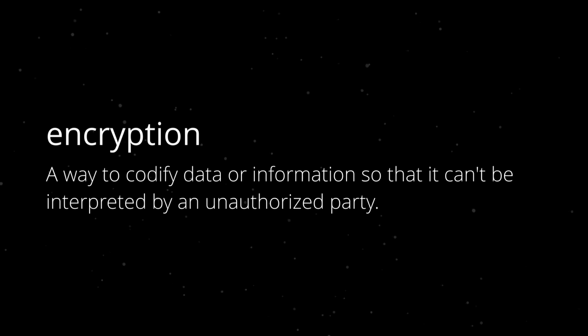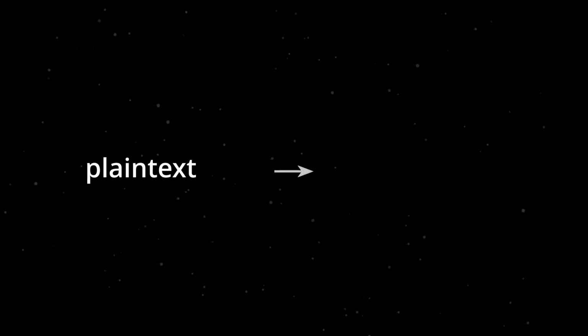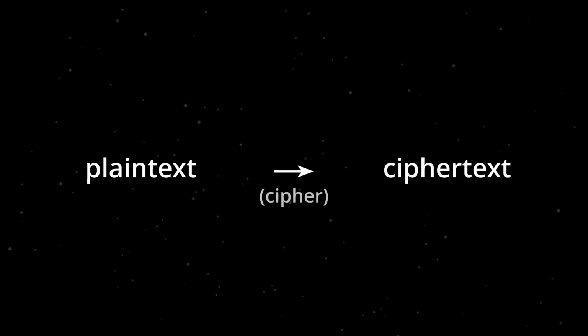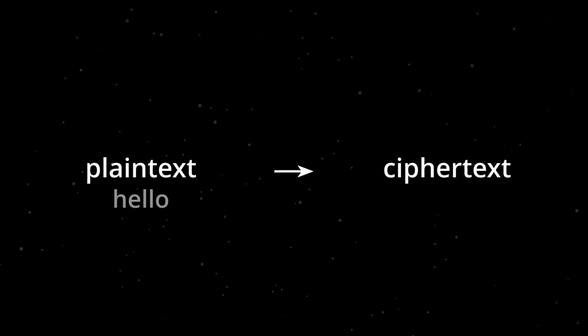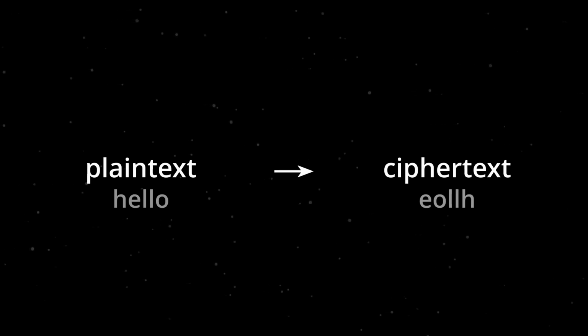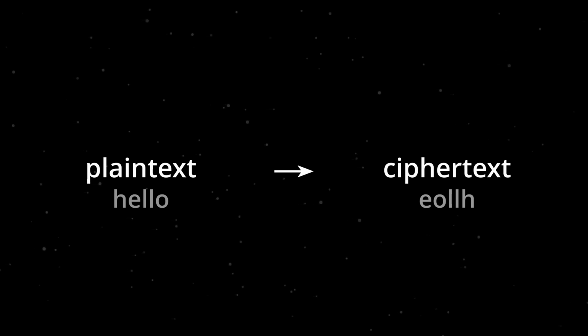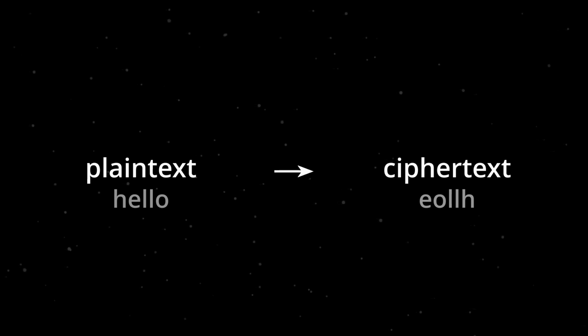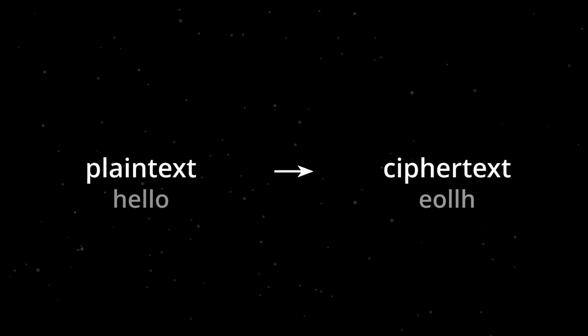First of all, what is encryption? Encryption is a way to codify data or information so that it can't be understood by any unauthorized people. You start off with regular information called plaintext and transform it into a ciphertext, usually with some sort of algorithm. This is called the cipher. The idea is to make the ciphertext unrecognizable from the plaintext, yet still decipherable with a key, something that only the authorized people should have. So it's what is used to encrypt the information as well as decrypt it.